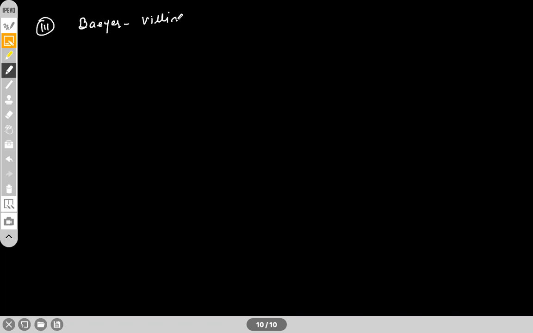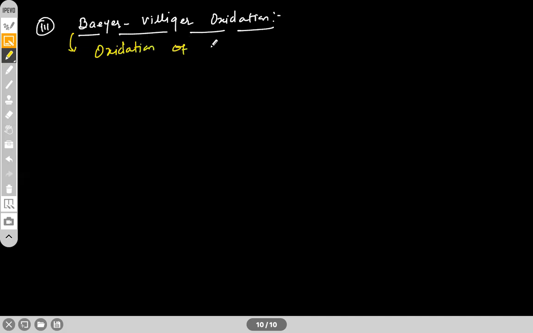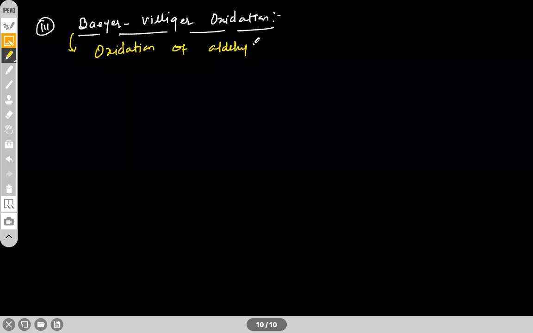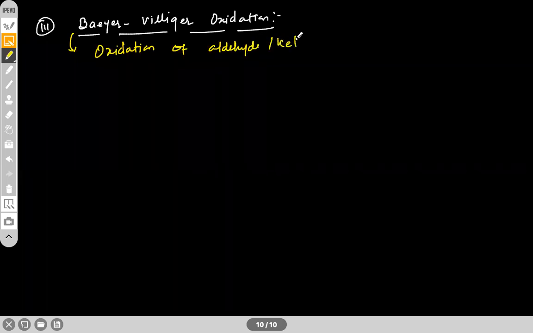Next one is the Baeyer-Villiger oxidation reaction. This is used mainly for ketone, but it can obviously oxidize aldehyde also. So it is used for the oxidation of aldehyde or ketone, right?